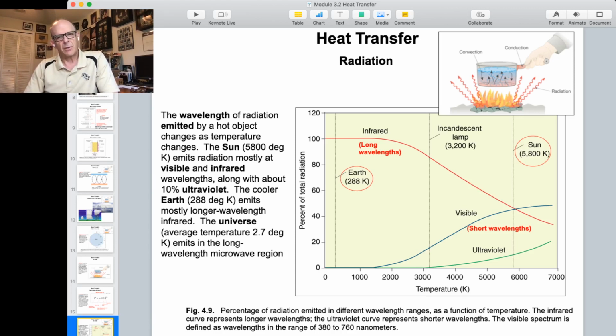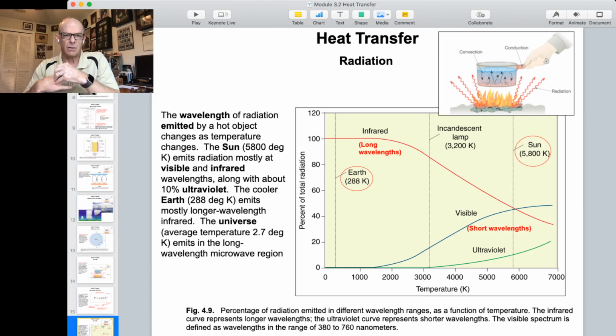The Earth is about 300 Kelvin, so about 1/20th the temperature of the sun, and that means that most of the light that's radiated from the Earth is about 20 times longer in wavelength than the light that's radiated from the sun. And that's light that's invisible to us. It's called infrared radiation. We can't see it, but that is how the energy leaves the Earth ultimately, from infrared radiation. And we can build instruments to detect that radiation.